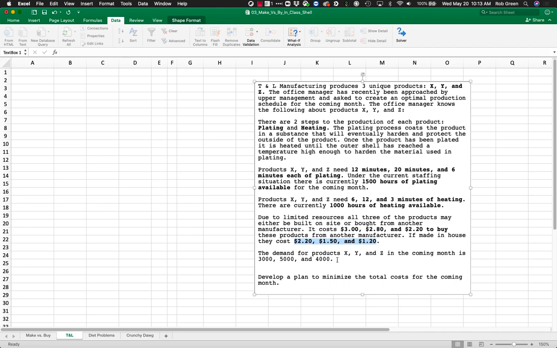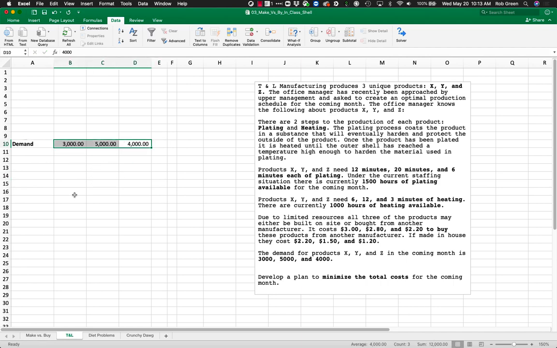We also have some demand numbers for the coming month, which we need to meet or beat, and we are going to develop a plan to minimize the total costs for the coming month. So let's begin by writing down our information, and I'm going to start right here at the bottom. We will go in and we will say we have some demand. We know what our demand looks like. It is 3,000, 5,000, and 4,000.